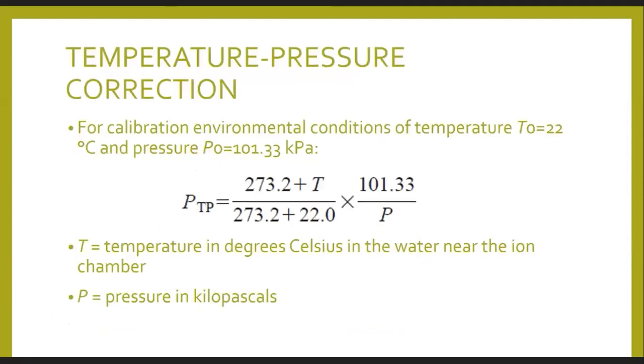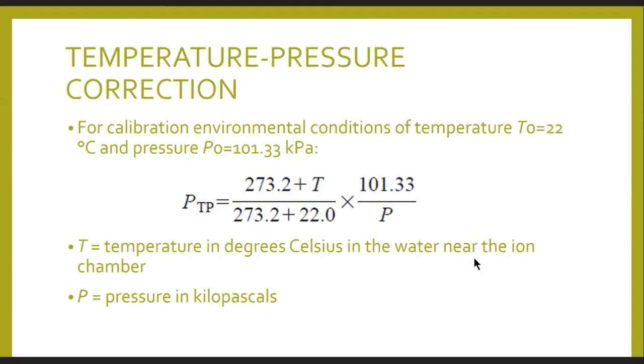The fourth correction factor is the pressure temperature correction, which accounts for the changes in the air mass inside the air cavity of the ion chamber. Since the calibration environmental conditions are slightly different from the environmental conditions we have in our institution or in the machine environment.